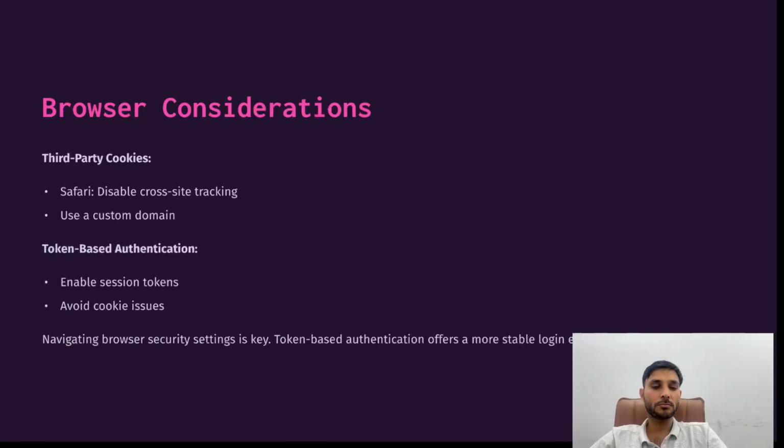Browser considerations. When we use Lightning Out, the browser will think of Salesforce as a third party and it might block it. Some newer browsers like Safari by default disable cross-site tracking and block third-party cookies. To overcome this, we can use a custom domain. It can be a domain from our website, and we can add a subdomain for that, and you can use the same subdomain inside Salesforce. For authentication, always go with session tokens instead of session cookies, because cookies will cause some issues and it's not recommended by Salesforce.